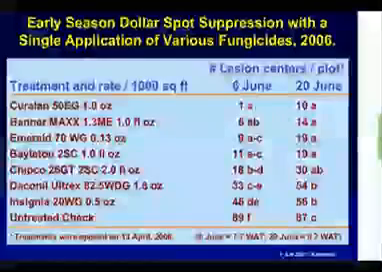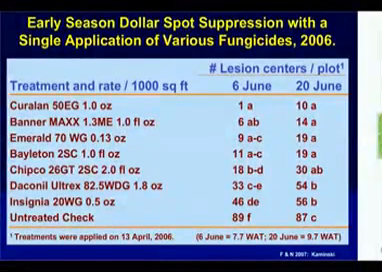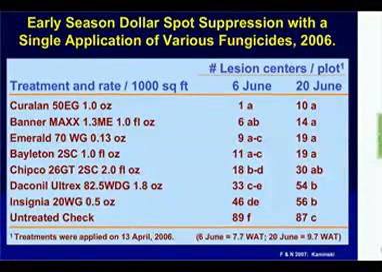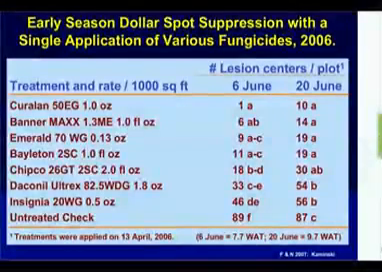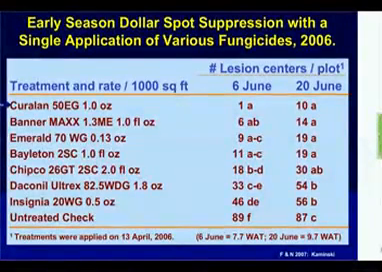This is the last graph I have, the last table, but it's probably one of the best examples I know of. And this was done by John Kaminski when he was at the University of Connecticut. It's the effect of early season applications of a single application of various fungicides on dollar spot suppression. This was done with the products Enclosalin, which is Curalan, propiconazole or Banner, Oscillid, Emerald, Velista, and so on.